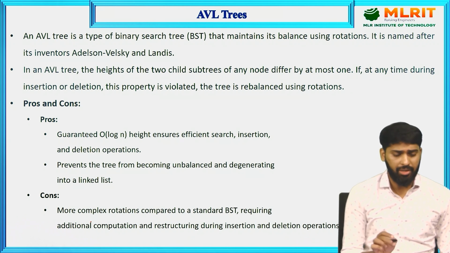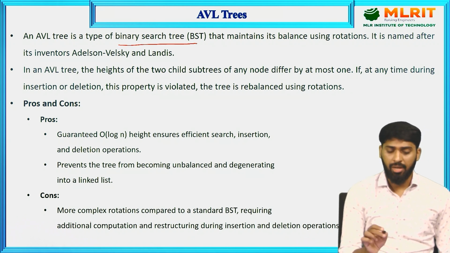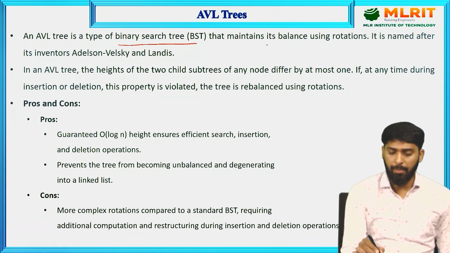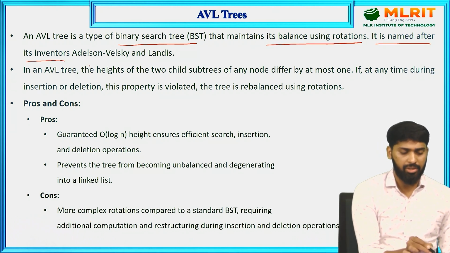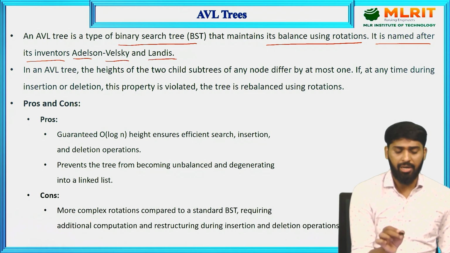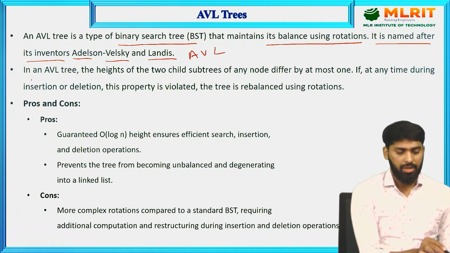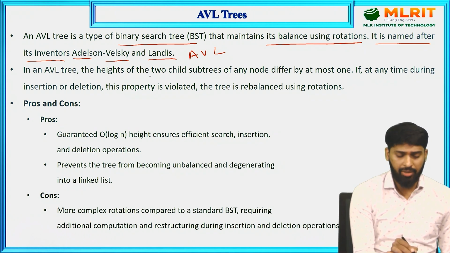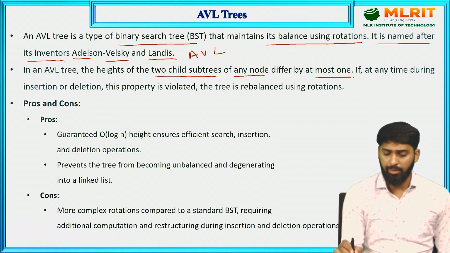So an AVL tree is also a type of binary search tree that maintains its balance using rotation. It is named after its inventors Adelson-Velsky and Landis. So this is the AVL tree, and these are the inventors. In an AVL tree, the height of the two child subtrees of any node differ by at most one.